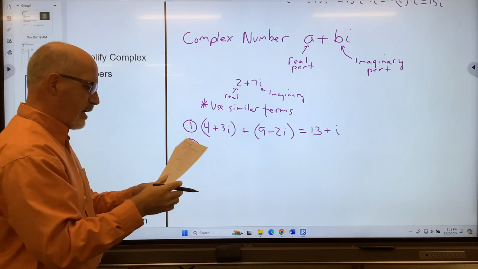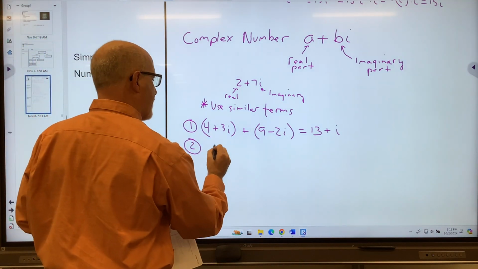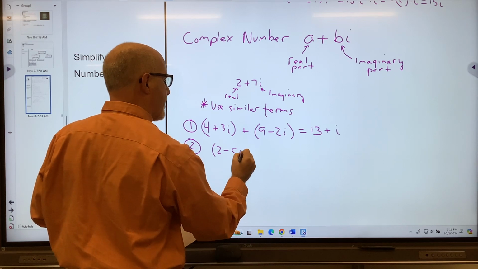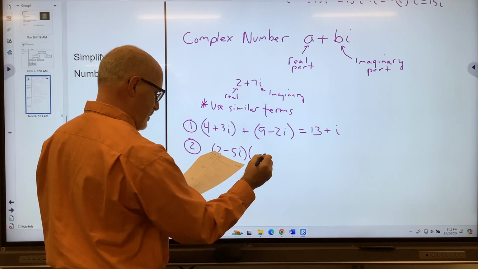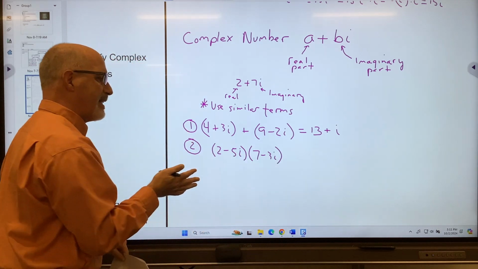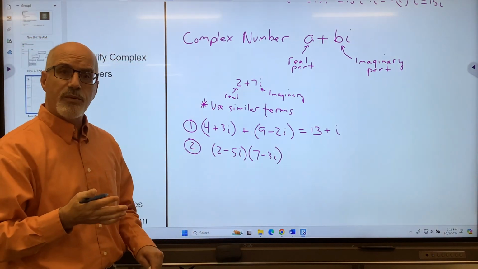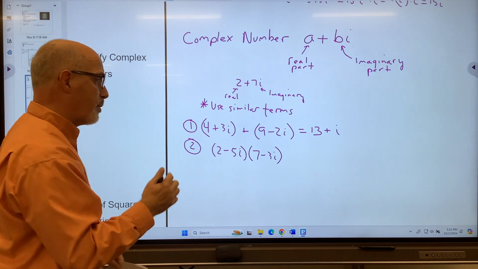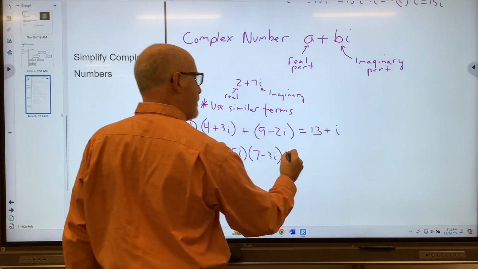Now, what if instead we're going to multiply these together? So let's say we have 2 minus 5i times 7 minus 3i. So we multiply these a lot like what we do when we do our binomials. When we multiply them, we're going to double distribute.